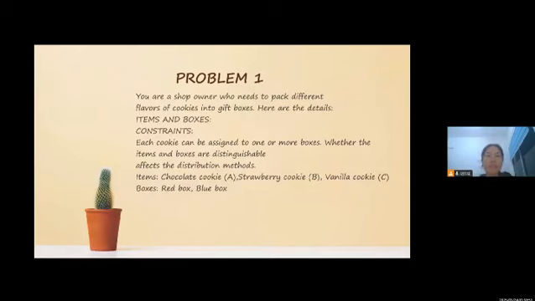Let's look at a concrete example. Suppose you are a cookie shop owner with 3 types of cookies. I need to distribute them into gift boxes. We analyze this for four scenarios based on whether the items and boxes are distinguishable.